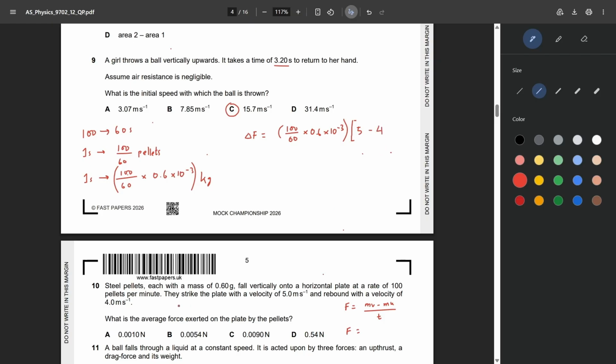Now one thing to notice is the initial velocity was 5 meters per second, which means 5 meters per second dropped on a pellet, and 4 meters per second is the rebound velocity. The 4 here should be negative because it's in the opposite direction, right? So 5 minus 4 means basically 5 plus 4, right?